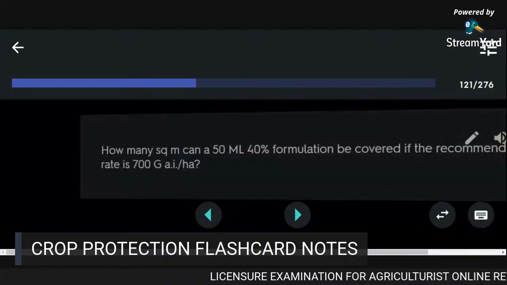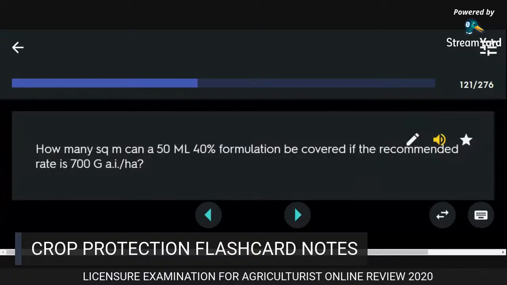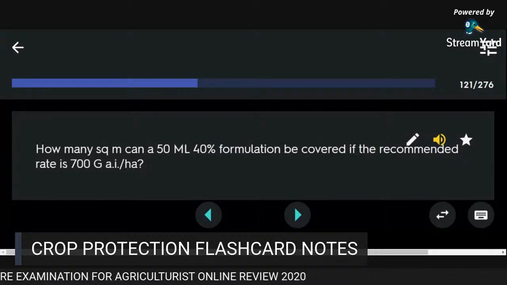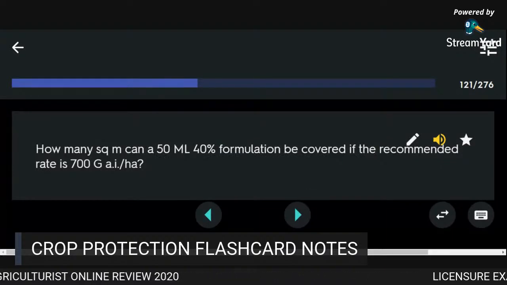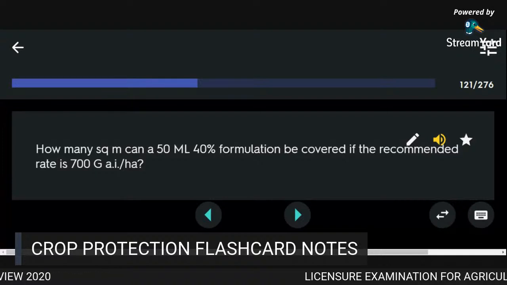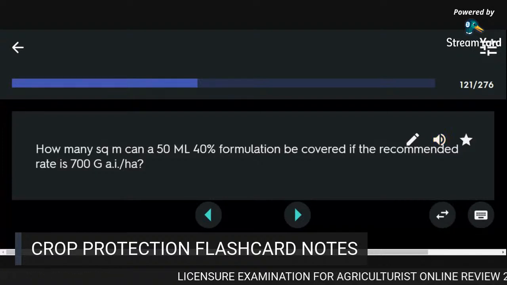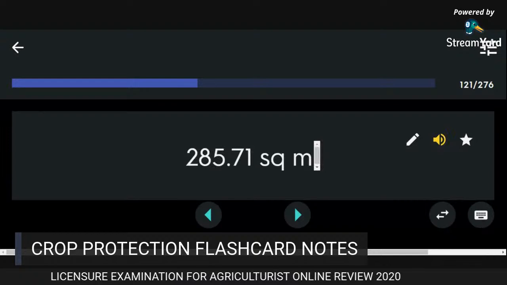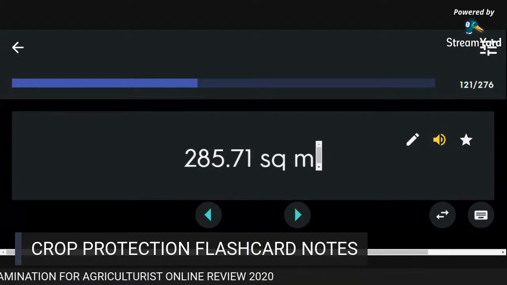How many square meters can a 50 milliliters 40% formulation cover if the recommended rate is 700 grams AI per hectare? 285.71 square meters.